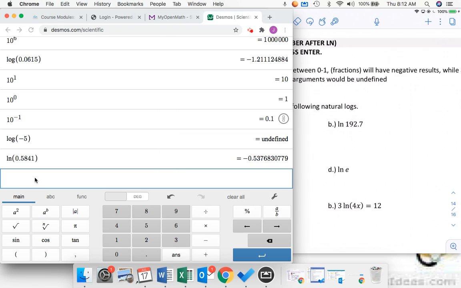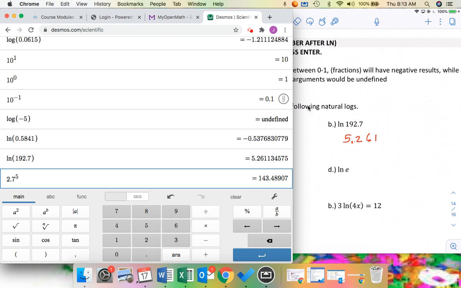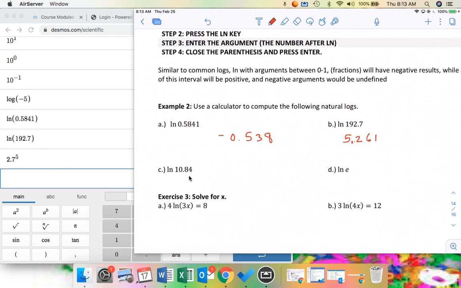Let's see. ln of 192.7. ln, whoops, helps if you spell right, of 192.7. Let's see. That's 5.261. Is that following the rules? Well, remember, this is the log base e. e is about 2.7. So are we looking at 2.7 to the 5th power is 143, right? And that's a little bit more than 143. 192 is a little bit more than 143. So yeah, I think that's a good approximation of that exponent, right? Cool. Let's look at another one.